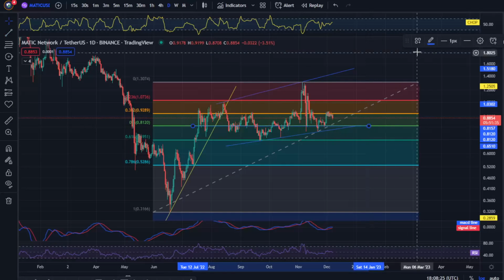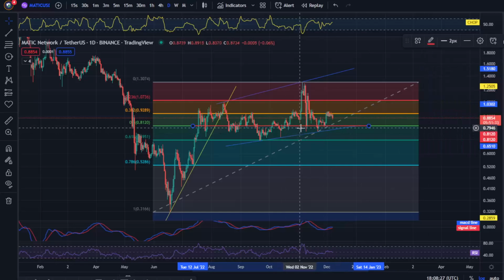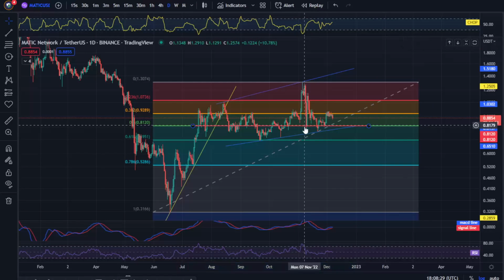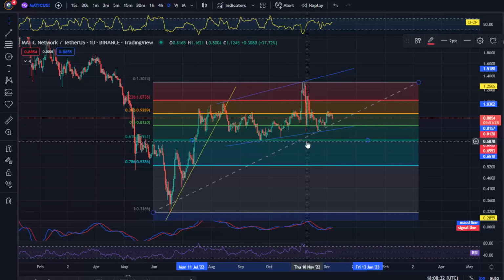Now let's look at what supports MACD has on its way, and we see that we have the first support at 81 cents, the second support at 70 cents and the third support at 53 cents.